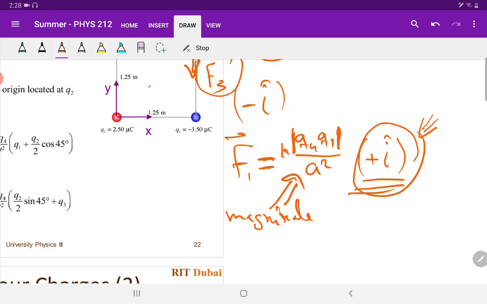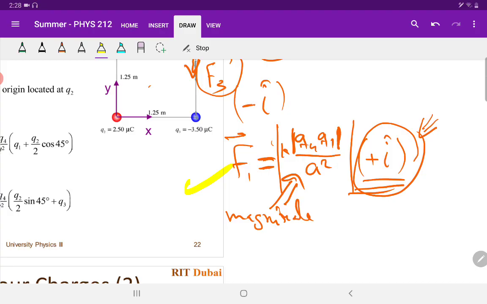So in this type of superposition principle, if we identify the direction, positive i hat, negative i hat, positive j hat, negative j hat, after we identify the direction, then I only take what? The magnitude of the force. So we just substitute the magnitude, and that's what we are doing here.